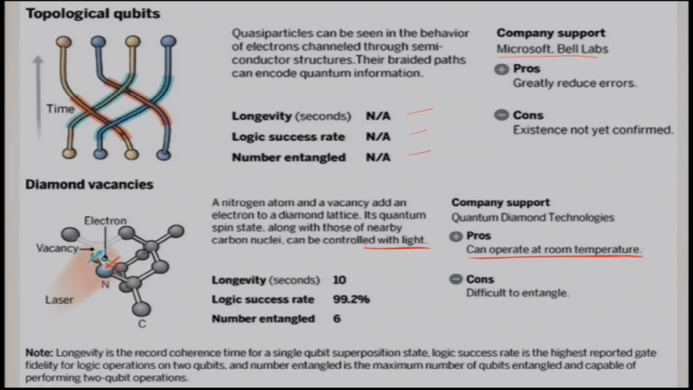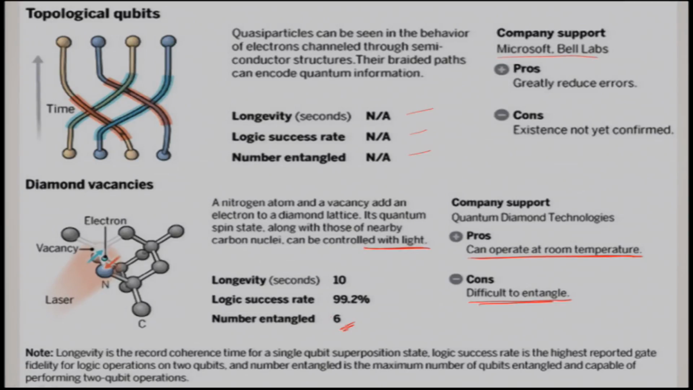Most of the other techniques that we have been talking about all this time require very low temperatures, and stability and isolation is one of the biggest issues. But this one can operate at room temperature and can be addressed with light. It has a long longevity, 10 seconds, not as high as ion traps, but fairly long, and it has a fairly decent logic success rate of 99.2%, and as of now about 6 qubits have been shown to be entangled. The difficulty however in this case is to entangle the state and keep it at that level.